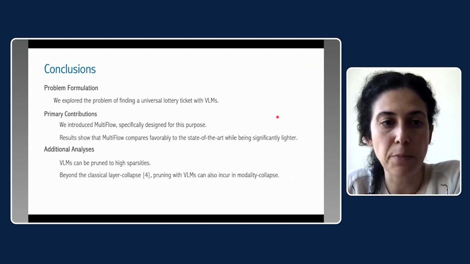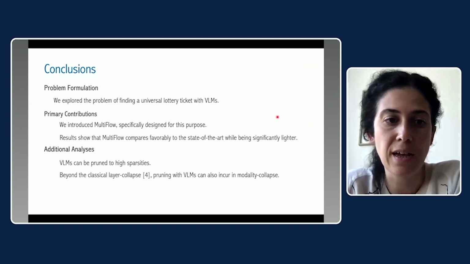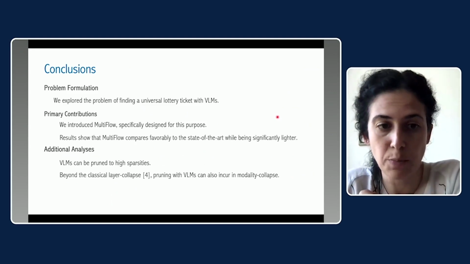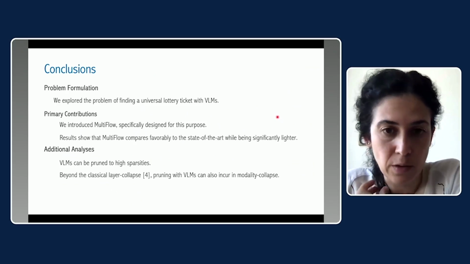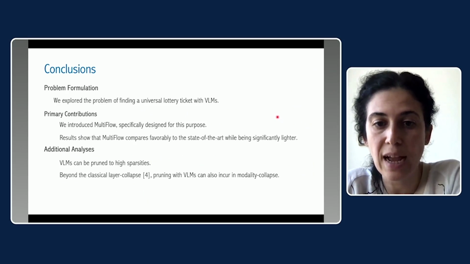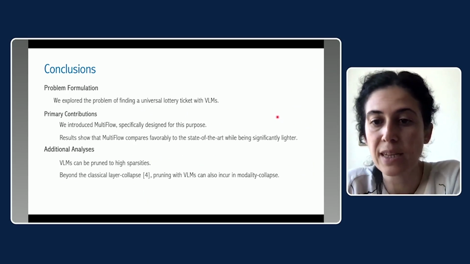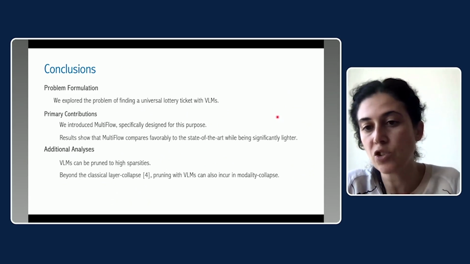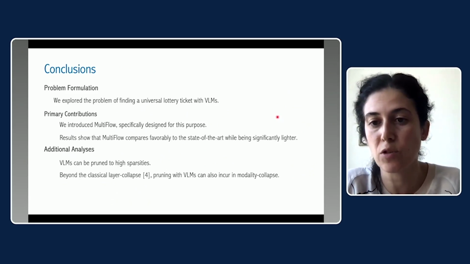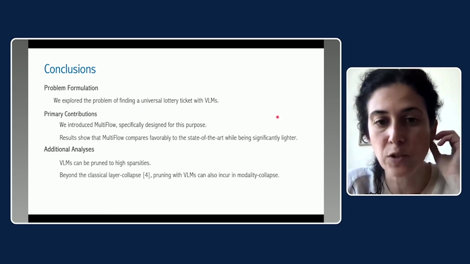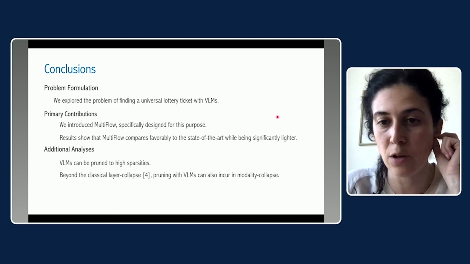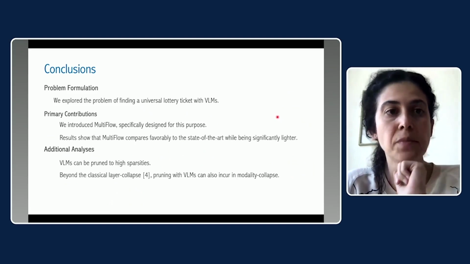Interesting findings also come from this additional analysis, showing that VLMs can indeed be pruned with very high sparsity, and also that one thing we have to take into account when pruning VLMs is that we may have some issue of modality collapse. It will be very interesting to see how this translates when we consider, for instance, more modern models or models that contain different types of modalities.